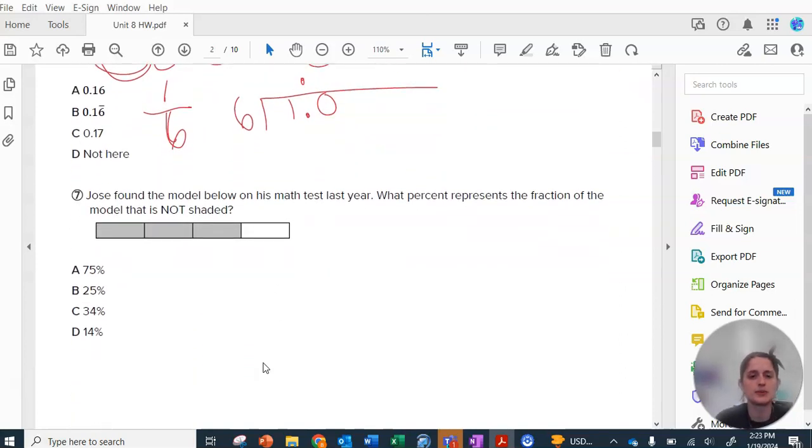Jose found the model below on his math test last year. What percent represents the fraction of the model that is not shaded? That's 1 out of 4. Make it a percent, which is out of 100. And that's your last one.